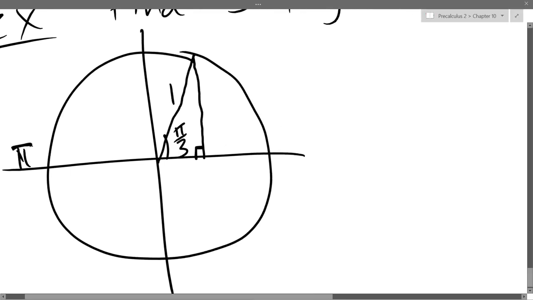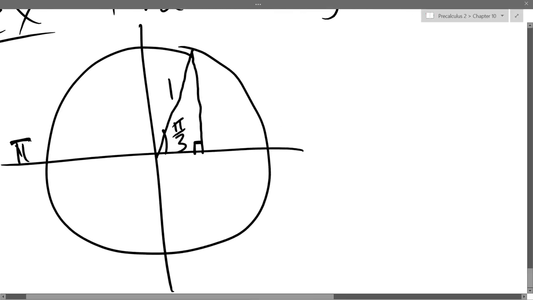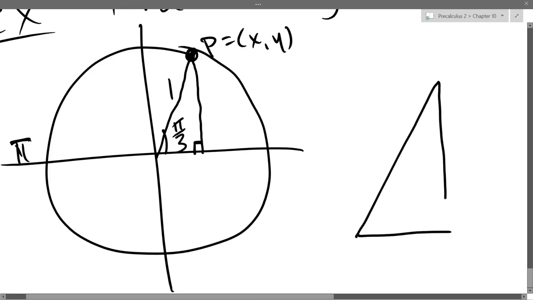So now we're going to do the same thing we did before, redraw the triangle way bigger. Oh, and of course we care about this point and the x, y coordinates of it. So now draw a big version of that triangle. So we have pi over 3, right angle.